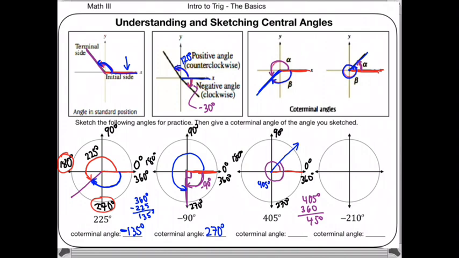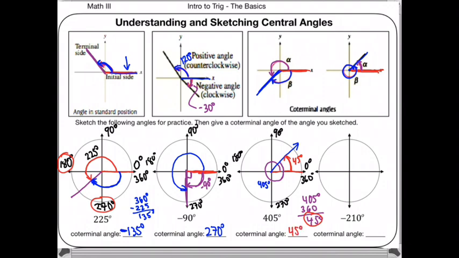Now, what's another angle that's coterminal? Well, we could just say that going from here to here, which we know is going to be 45 degrees, because that's what's left out of 360, gives us the coterminal angle of 45 degrees.